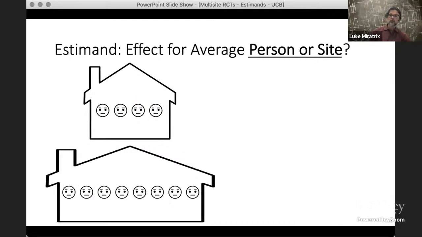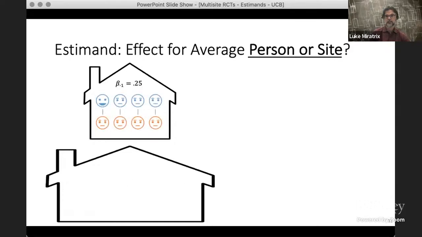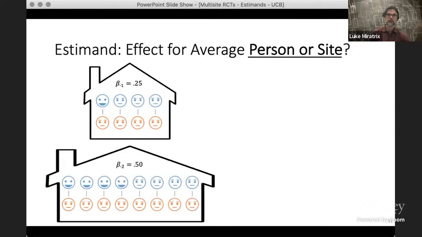So where this gets interesting is in a multi-site trial. Here is a multi-site trial with 2 sites. If the sites are different sizes, we immediately have 2 potentially different estimands. So in site 1, beta.1 is 0.25. In site 2, beta.2 is 0.5. The overall person average effect is 0.416, but the overall site effect is the simple average of the quarter and the half, which gives us 0.375. So we actually have 2 answers.